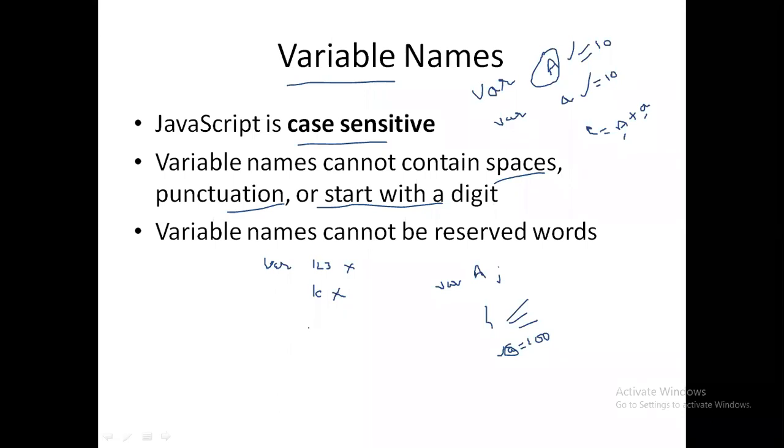I can write like this, variable C2. This is correct. But I cannot say 1C, or I cannot say 2C. These both are wrong. That means it should not begin with the numbers. That is the first point you have to remember.